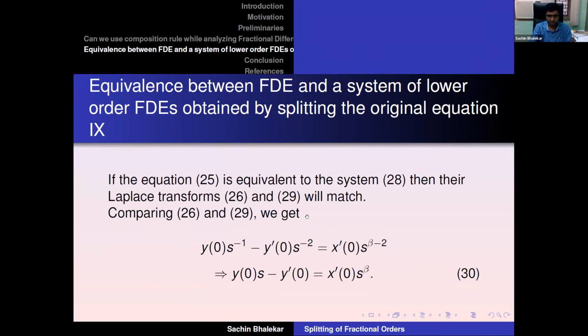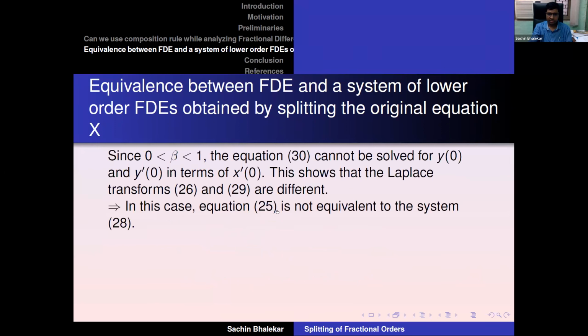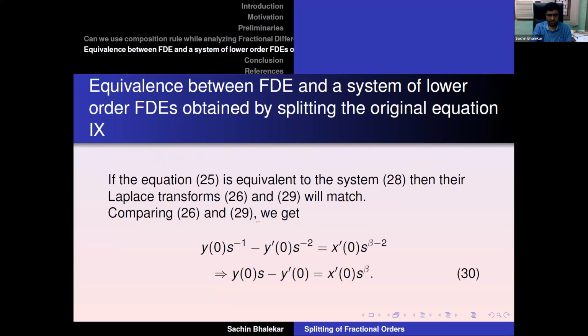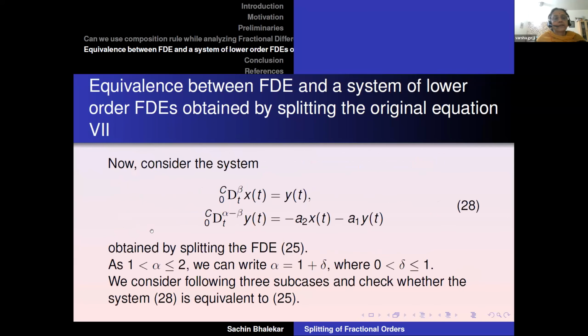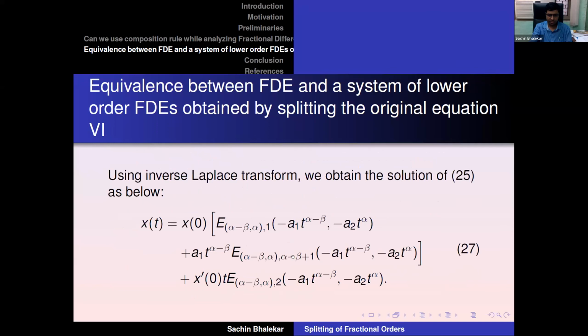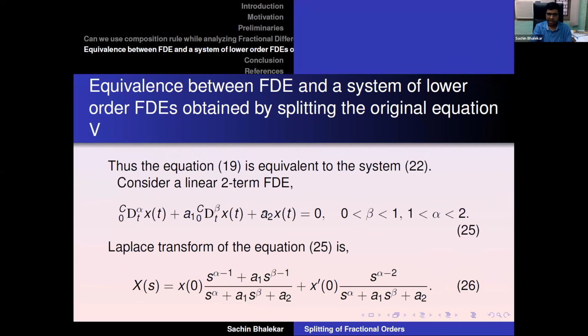Now our beta is between 0 and 1, so this cannot be true. Equation 30 cannot be true. So such splitting is not allowed. So our result is that equation 25 is not equivalent to 28. It means simply calling this as y and splitting in the system 28 is not allowed in this case.